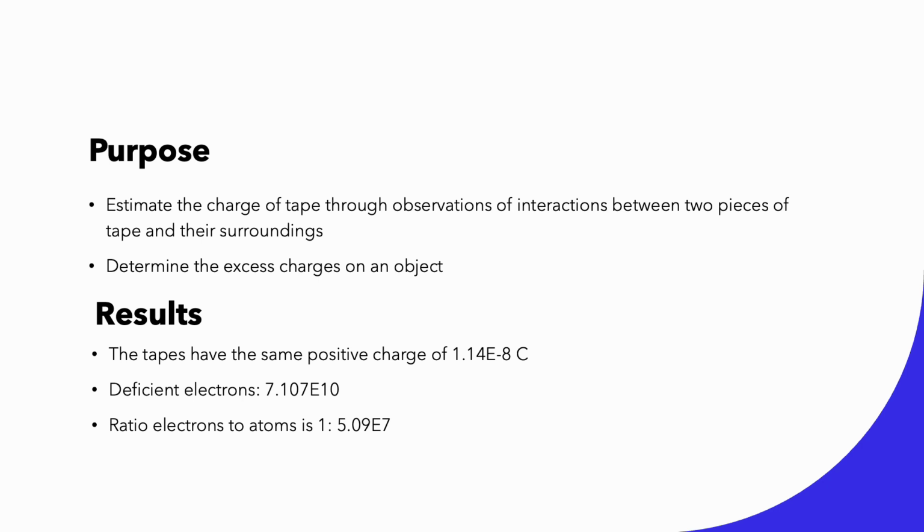The results of this experiment, as an overview, are that the tapes have the same positive charge of approximately 1.14 times 10 to the negative 8th power coulombs. The deficient electrons were found to be 7.1 times 10 to the 10th power, and then the ratio of electrons to atoms is 1 to 5.09 times 10 to the 7th power.